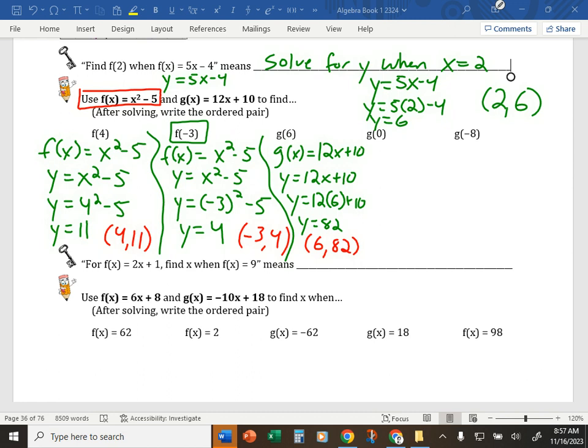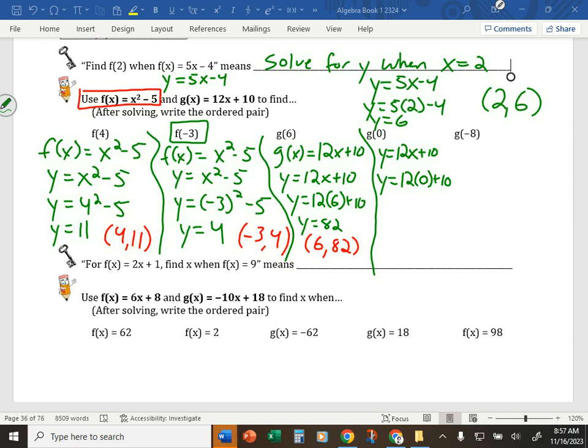Your g of 0, you're using the g of x equation, right? So y equals 12x plus 10. You are plugging 0 in for x. So y equals 12 times 0 plus 10. That's a really good circle. 12 times 0 plus 10.